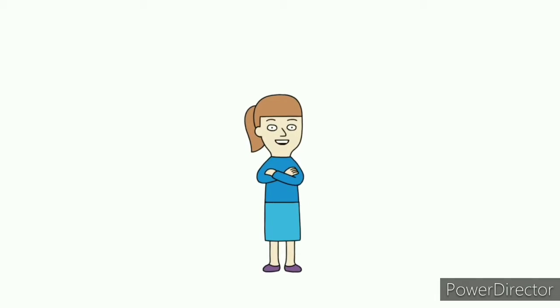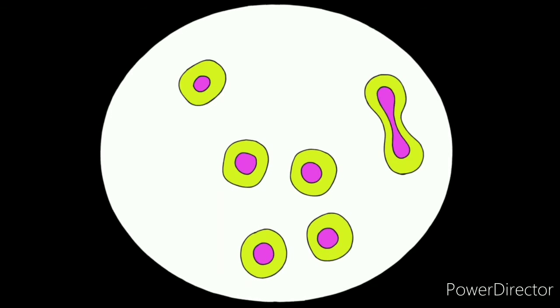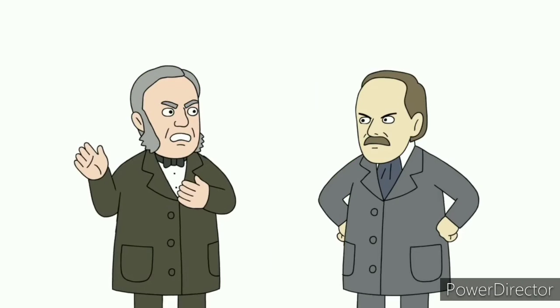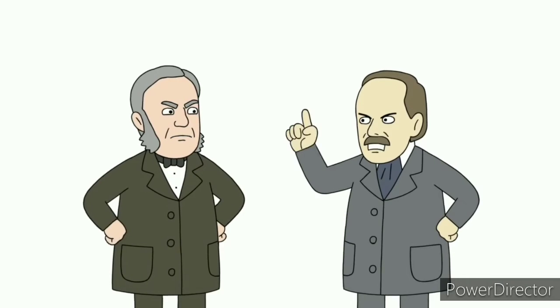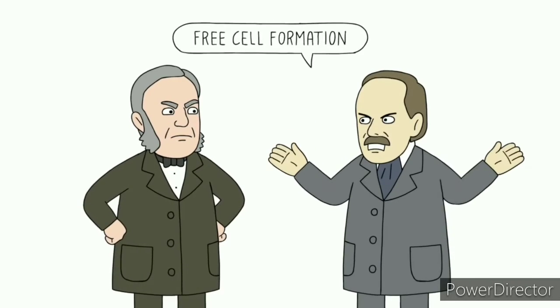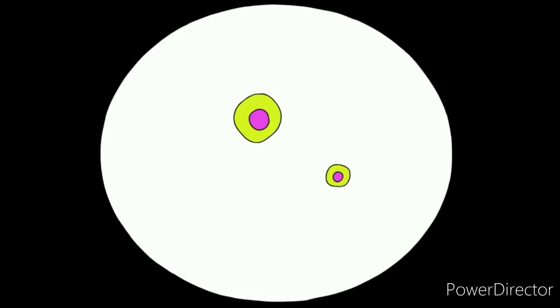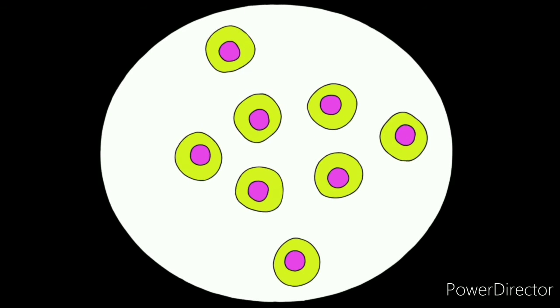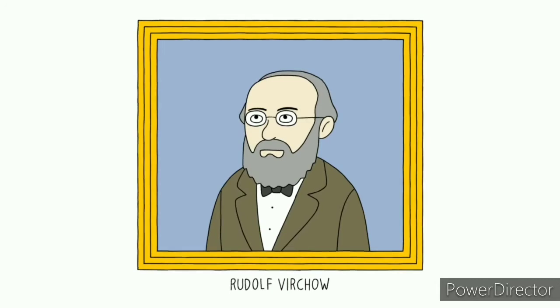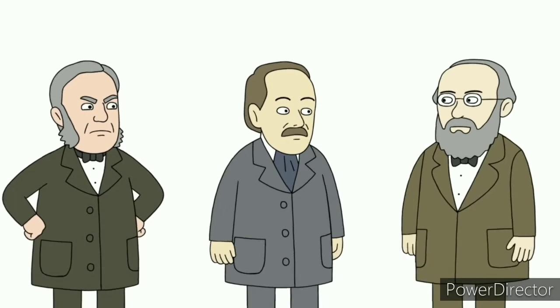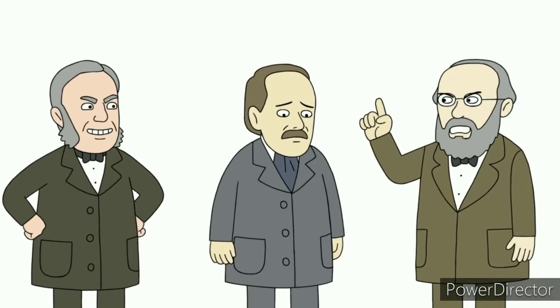A bone of contention arose between them as for the last part of the cell theory, that cells come from pre-existing cells. Schleiden didn't exactly subscribe to that thought, as he swore cells came from free cell formation, where they just kind of spontaneously crystallized into existence. That's when another scientist, named Rudolf Virchow, stepped in with research showing that cells did come from other cells.